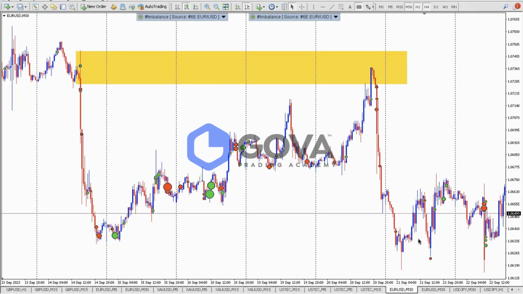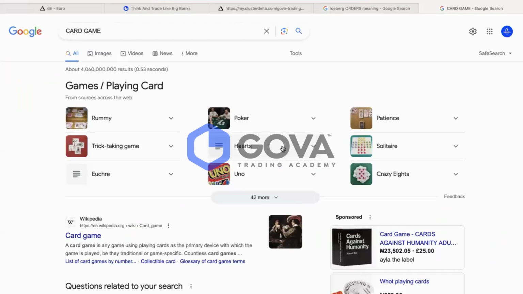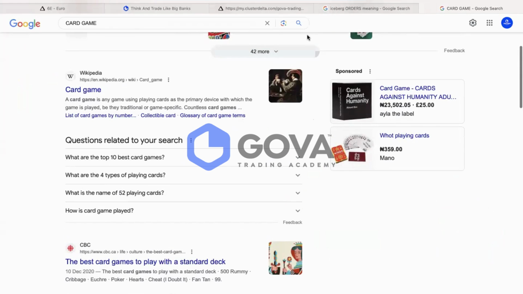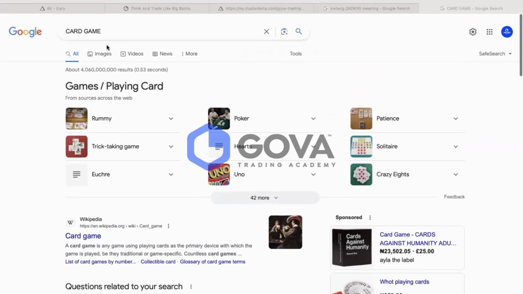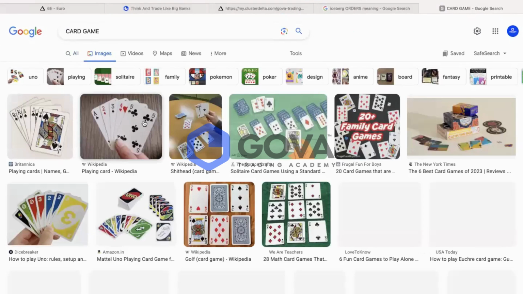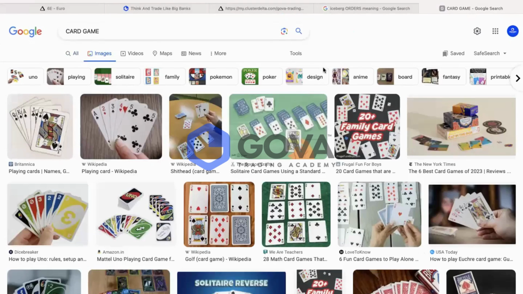I believe everyone knows this game here. Whenever you are playing this game, you don't want your opponent to see the details of your card, isn't it? Because if your opponent is able to see the details of your card, your opponent is going to use that information against you, right?